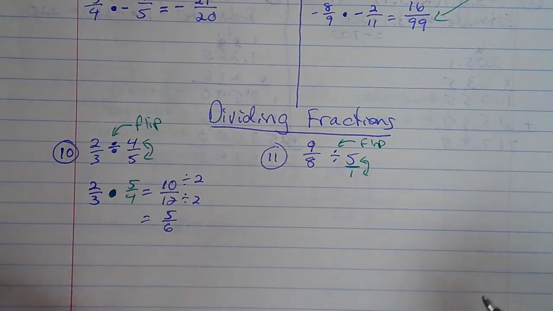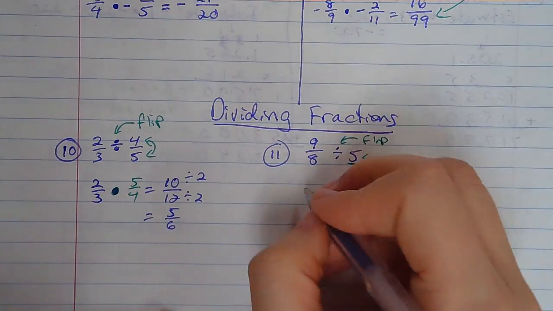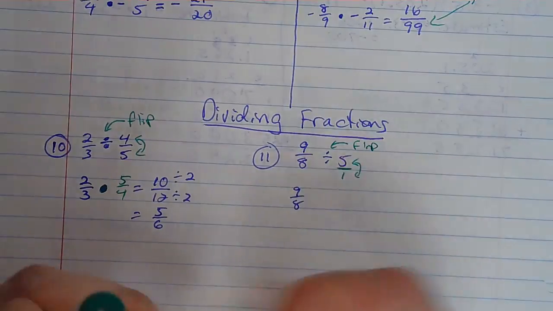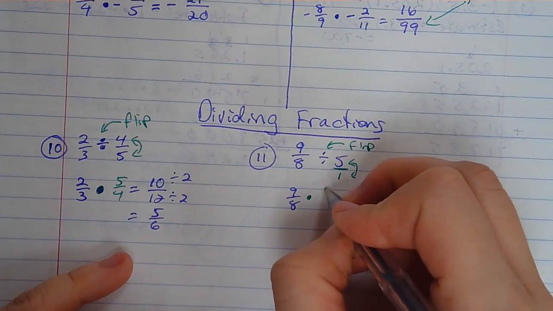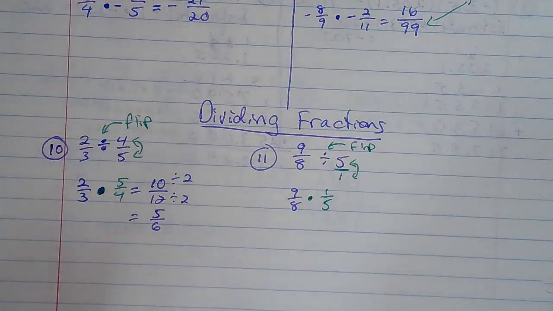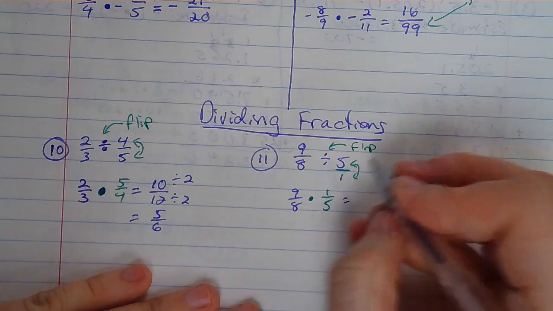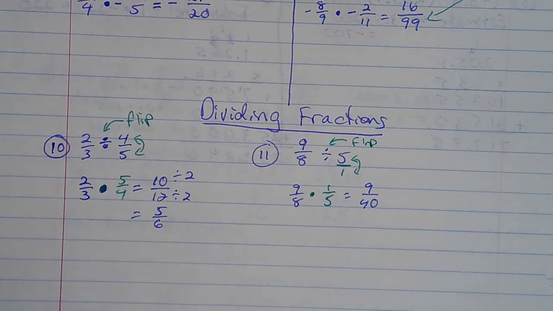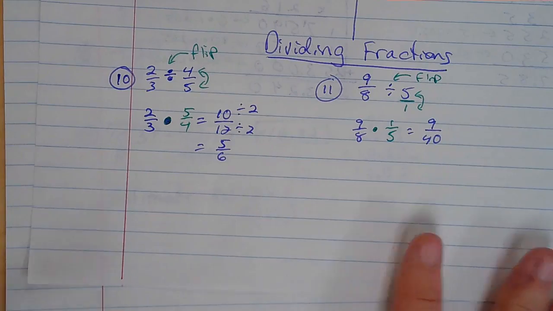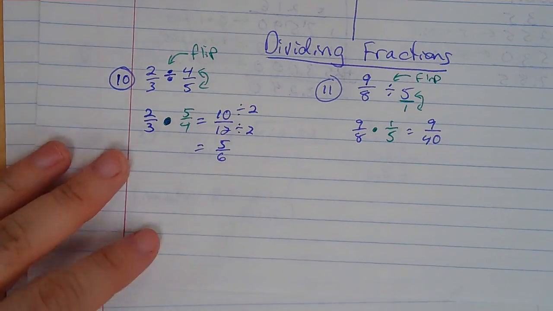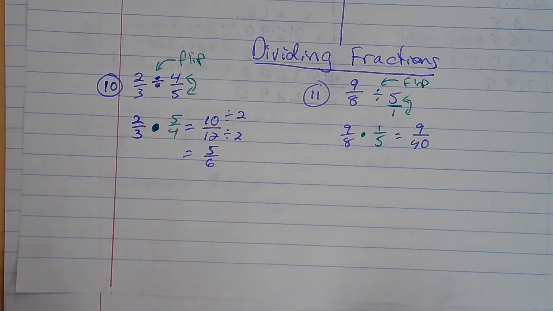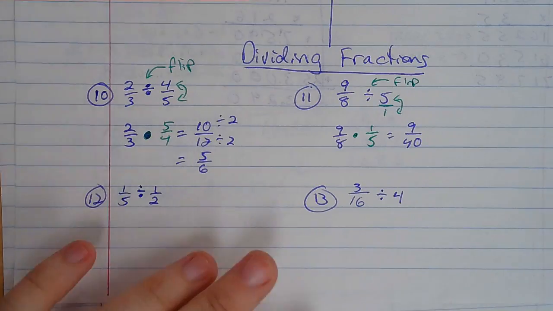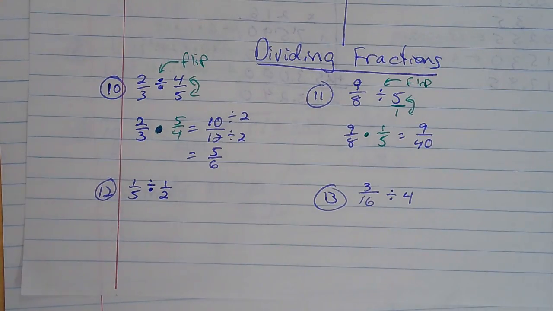to its reciprocal. So then I have 9/8 times 1/5, and then that gives me 9/40ths. And that's already in simplest form. Okay, so let me give you a few. Okay, go ahead and give those a shot.